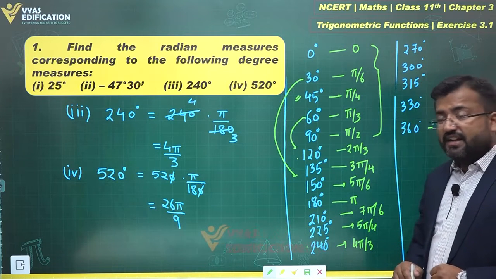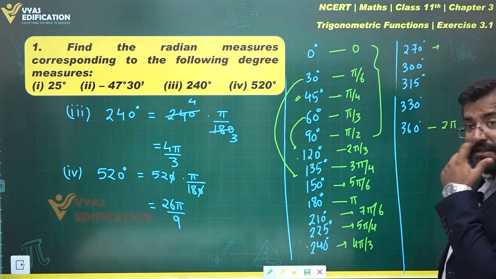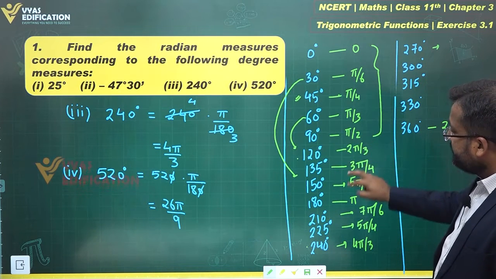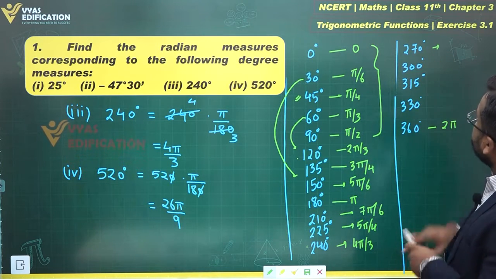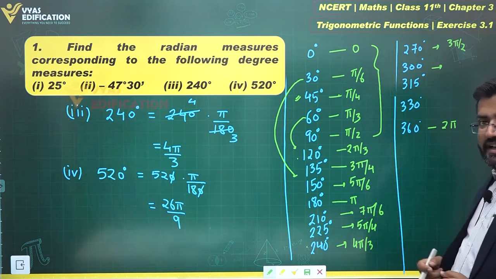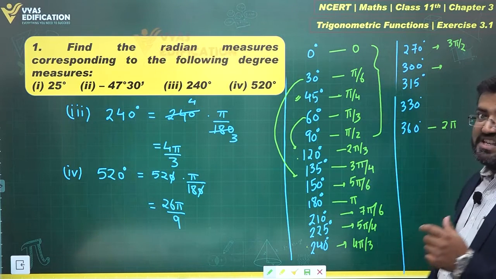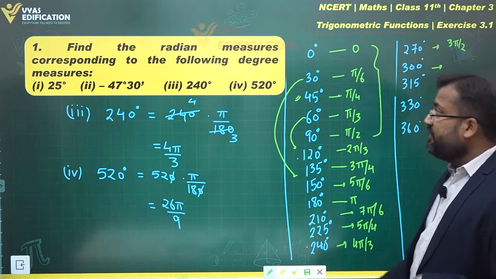You may observe that, right? What next? 270 degree. 270 degree is simple. 270 degree is actually, if this is 90, 90 is pi by 2, this is 2 pi by 2, this is 3 pi by 2. Then 300 degree. 300 degree again, this is pi by 6, 30 degree, and 300 degree would be 10 times this. 10 times pi by 6 would be 5 pi by 3.